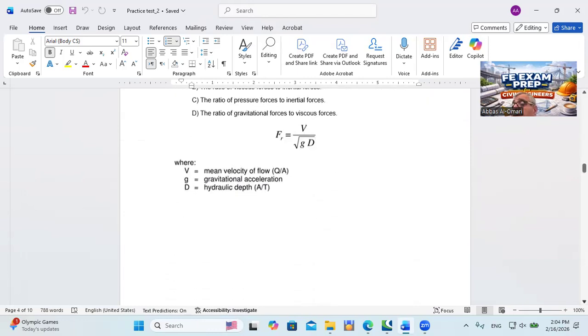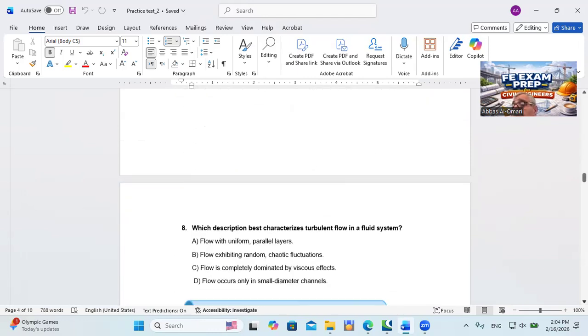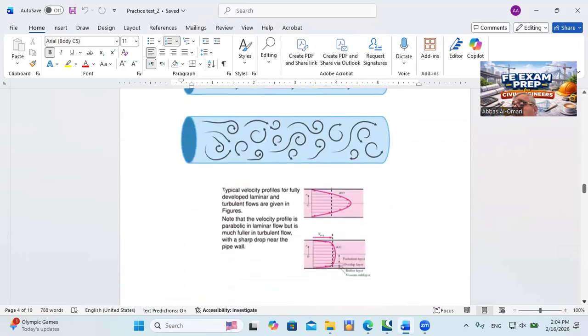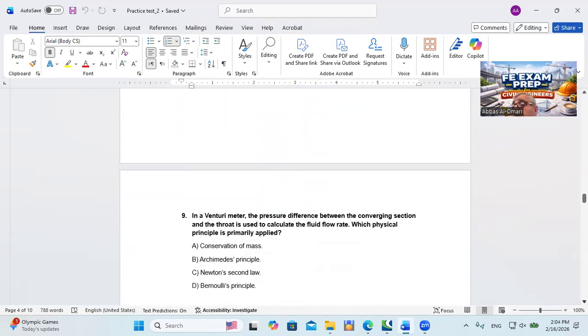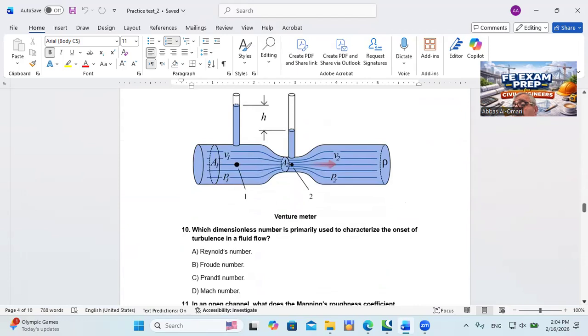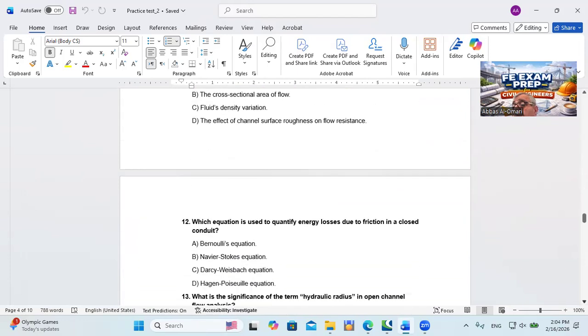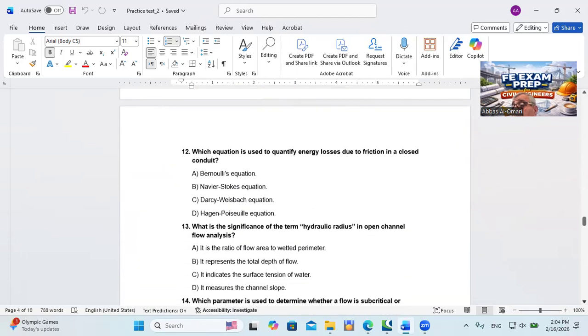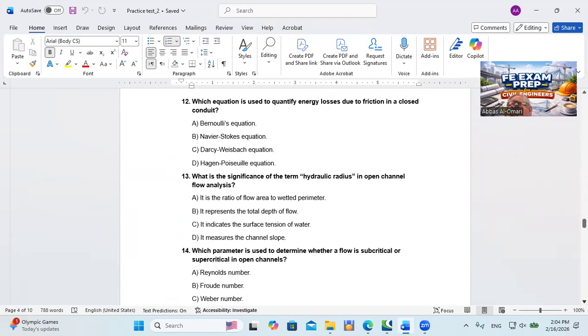So we go back to our question. So the hydraulic radius is the ratio of flow area to the wetted perimeter. So the answer is A. It is the ratio of the flow area to the wetted perimeter.